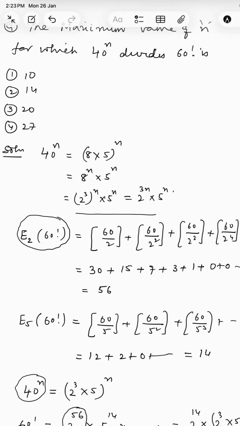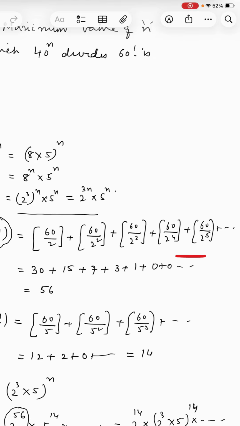E of 2 means the exponent of 2 in 60 factorial. How do we calculate this? It is the step of 60 by 2 plus step of 60 by 2 square plus step of 60 by 2 cube plus step of 60 by 2 to the power of 4 plus step of 60 by 2 to the power of 5 plus so on.